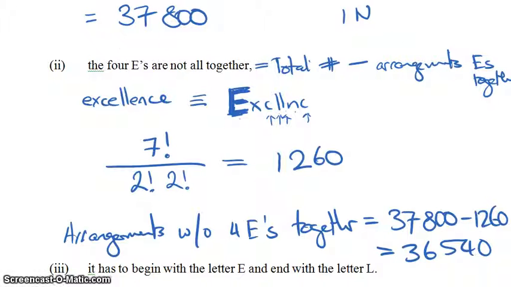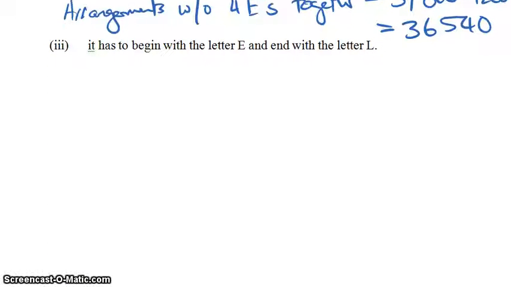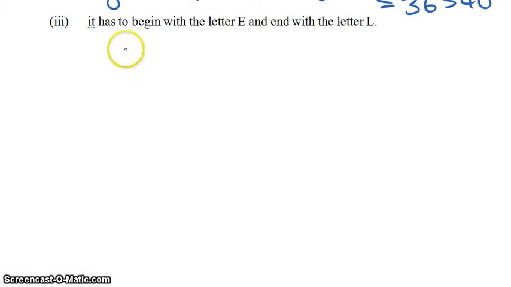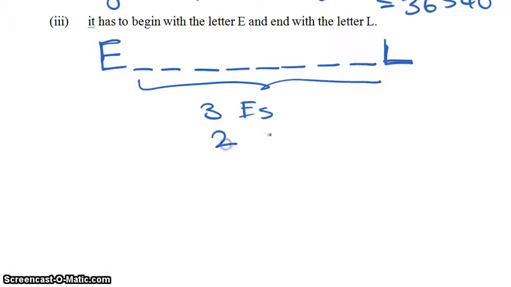The last part asks us the number of arrangements possible if it begins with the letter E and ends with the letter L. Well, again, this is easy enough to do. It means I start with the letter E, that's fine. Then I've got 8 spaces, and I end with the letter L. Now, in these 8 spaces, what do I have? Well, I've got 3 E's, 2 C's, 1 L, 1 X, and 1 N.